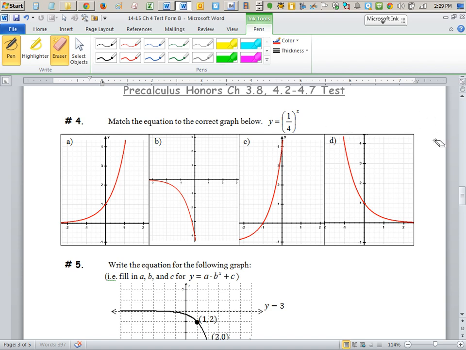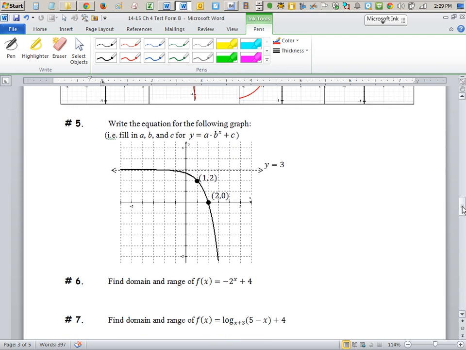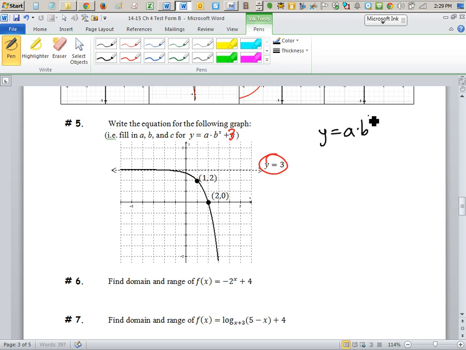Okay, so the next problem is this one. This is a little bit tough, but I kind of gave you a clue here. See the y equals 3? That means that C is 3. So you already know right off the bat that y is equal to a times b to the x plus 3, because normally an exponential would have this horizontal asymptote, this blue horizontal asymptote, right on the x-axis. Normally that's right on the x-axis. But it's been upshifted 3, and adding 3 at the end means upshift 3.